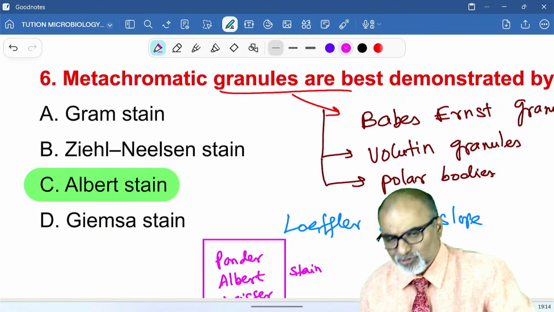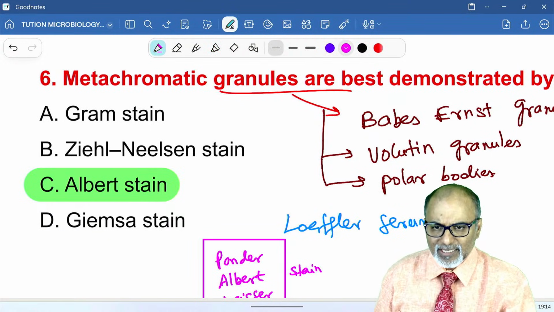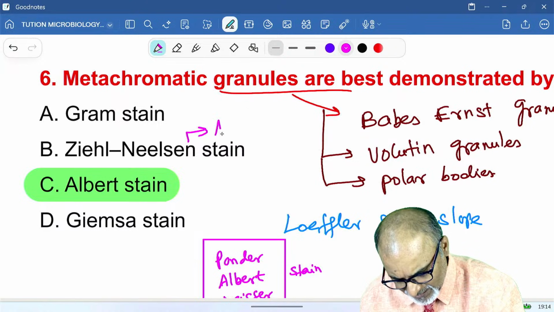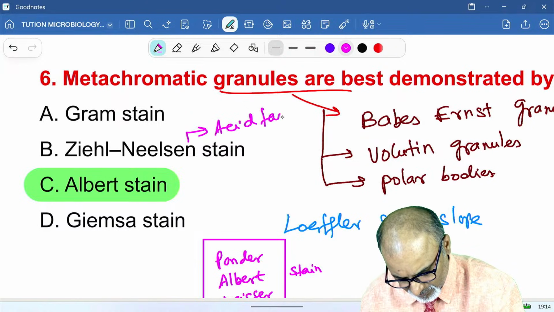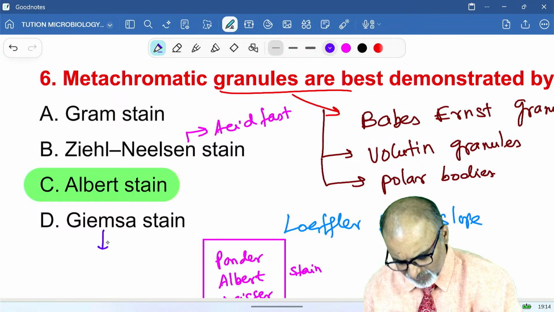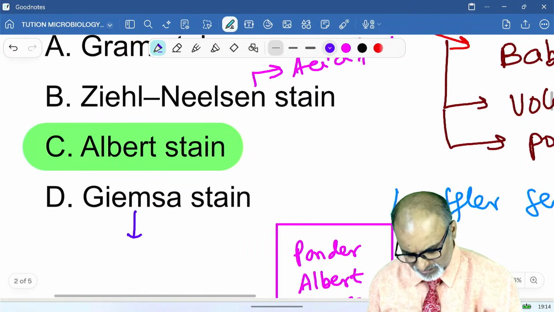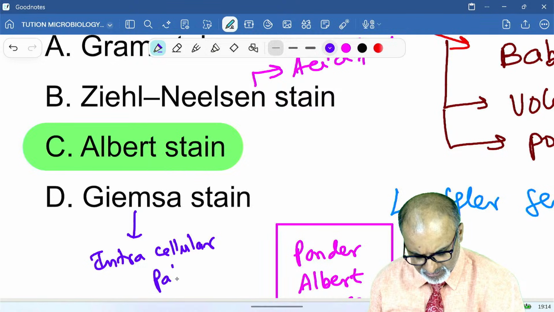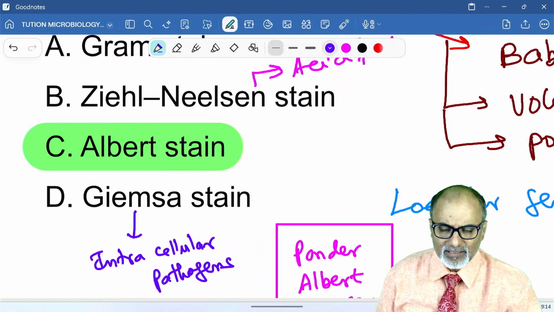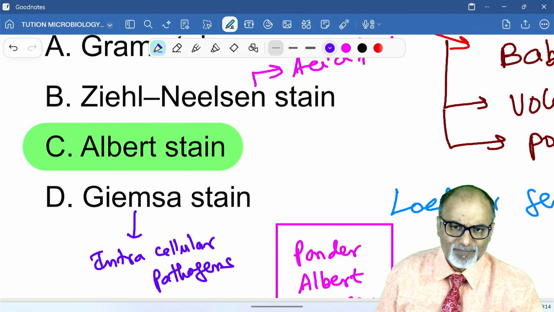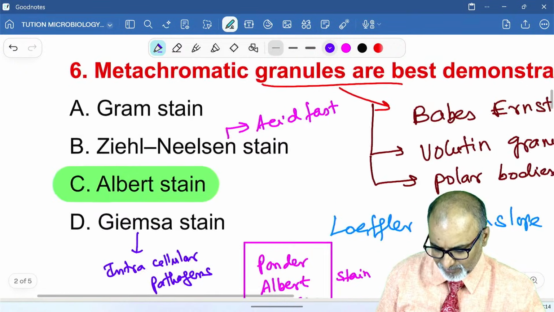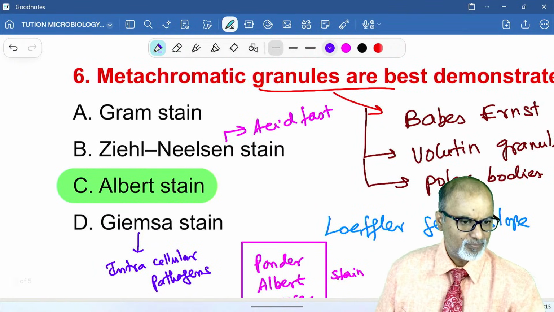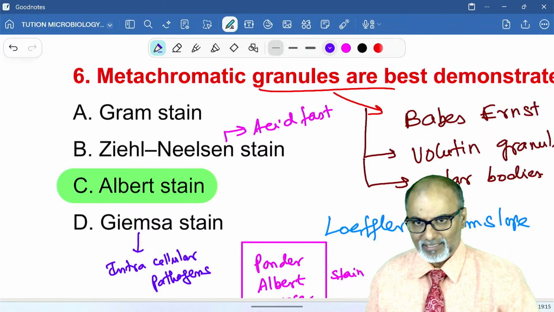Gram stain is to differentiate bacteria into gram positive and gram negative. Ziehl-Neelsen is acid fast stain. Giemsa stain we mainly use for intracellular pathogens like malaria and chlamydia. Mainly Giemsa stain. Ziehl-Neelsen mainly for acid fast bacilli. Got it?